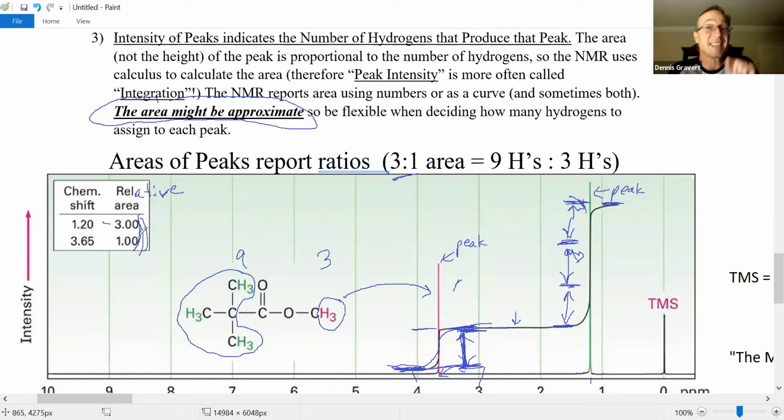But if you go in the lab and actually use our NMR and collect real data, no one's there to tell you exactly what's happening. You're going to have to be flexible with your integration values so you can actually figure out what the molecule truly is.